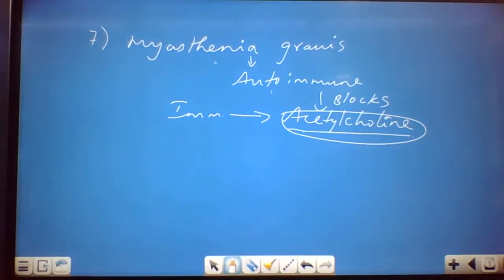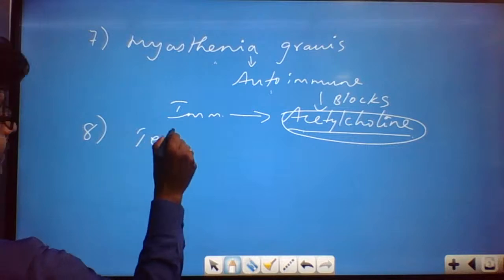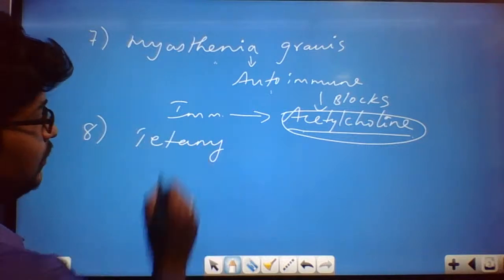So these are about the disorders that we are talking about. Then the next one is tetany. You have heard about this tetany.